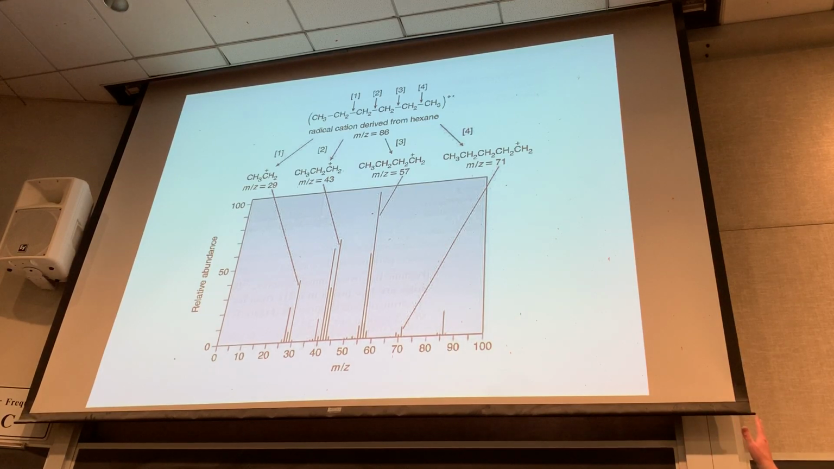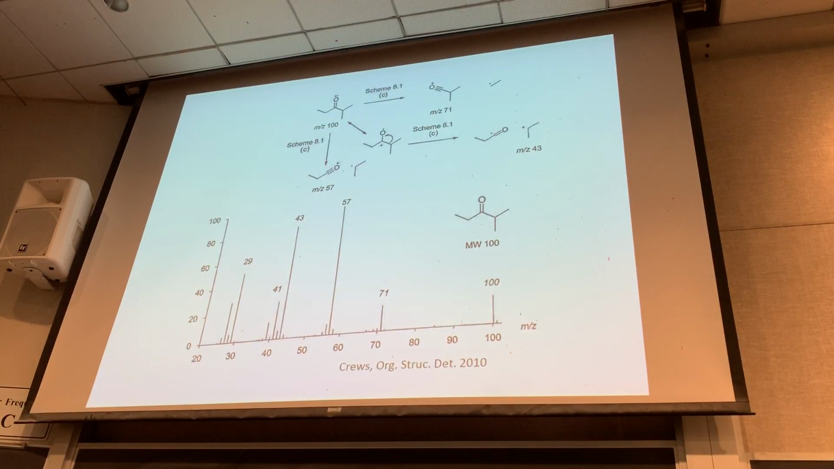It's always the one furthest to the right, okay? Usually, you might see some little isotope peaks there, but then the fragments are always to the left of that, lower molecular weight. Okay, hopefully that's clear. Don't want to spend too much time on fragmentation.